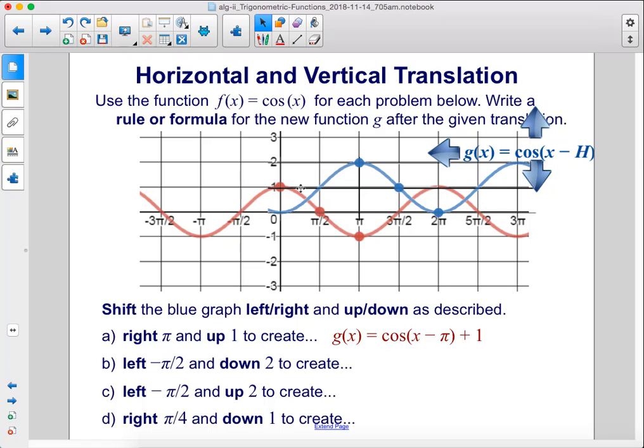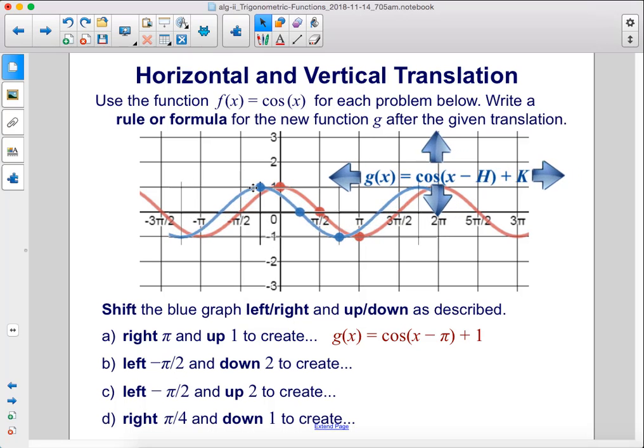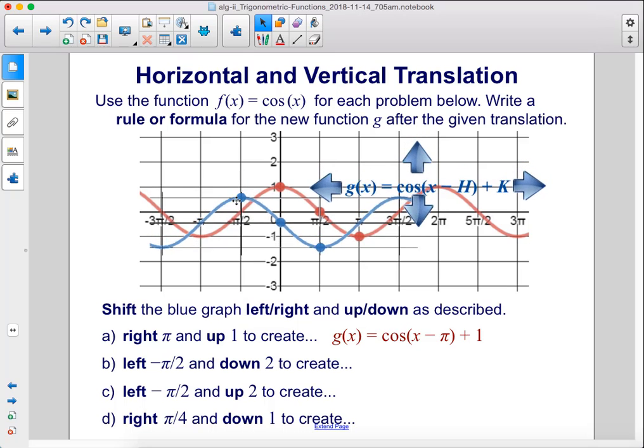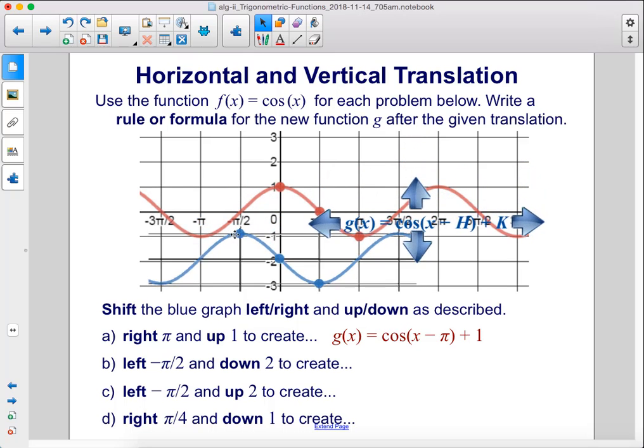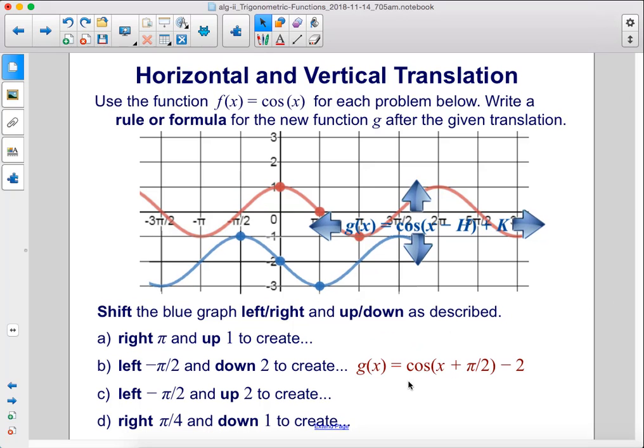The equation for this new graph is cosine of x minus pi, because we moved to the right pi, and up 1. Next we have left negative pi over 2 and down 2. So let's start back at cosine x. Alright, so left pi over 2, and then down 2. 1, 2. Here is our new graph. Here's the new equation, cosine of x plus pi over 2, because we move to the left pi over 2, and then minus 2, we go down 2.